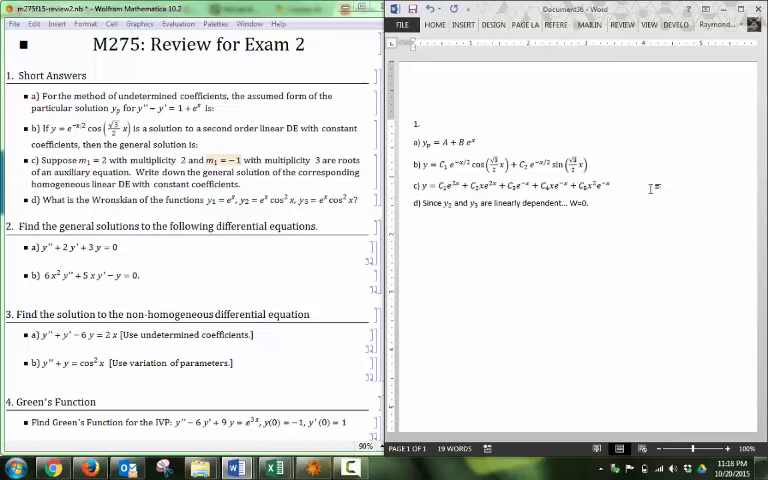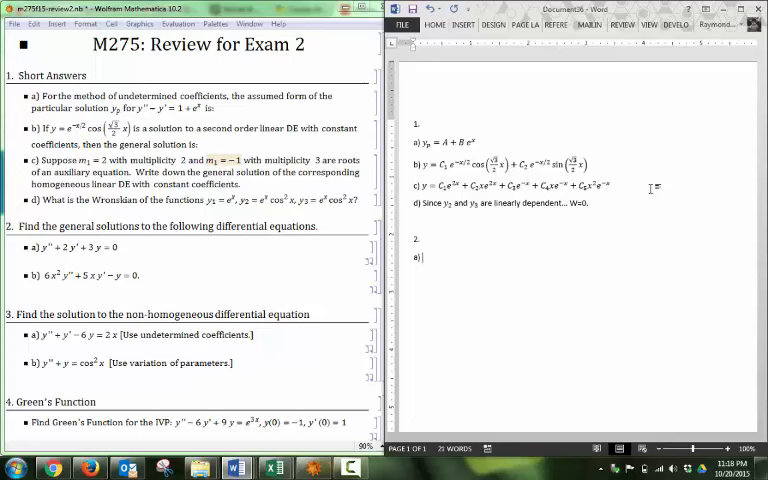So we don't even have to do the computations. I mean, you can do the computations if you want, but remember that if it's independent, then we get a non-zero result. If it's dependent, we get exactly 0. Okay, I think that takes care of number 1. Let's move on to number 2.